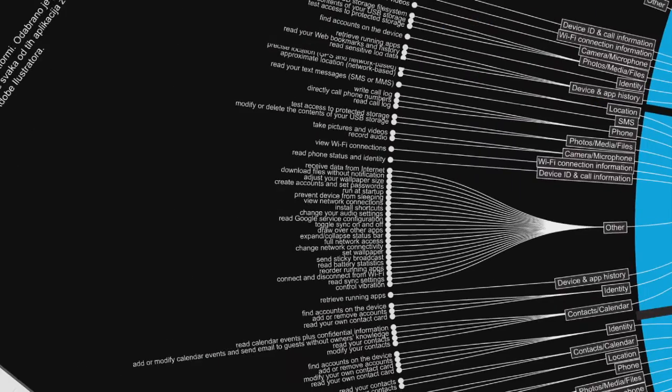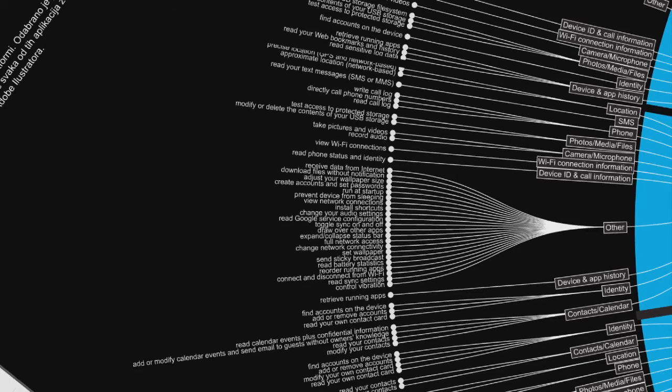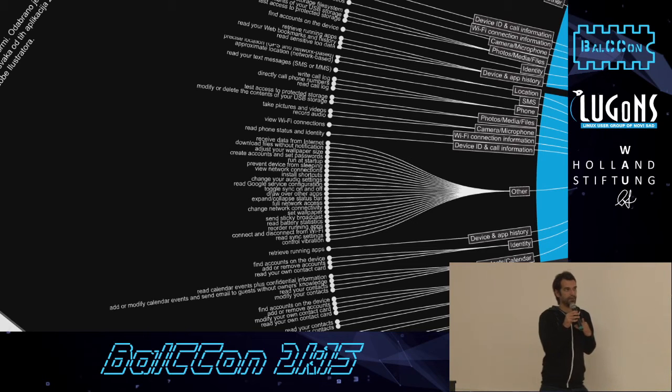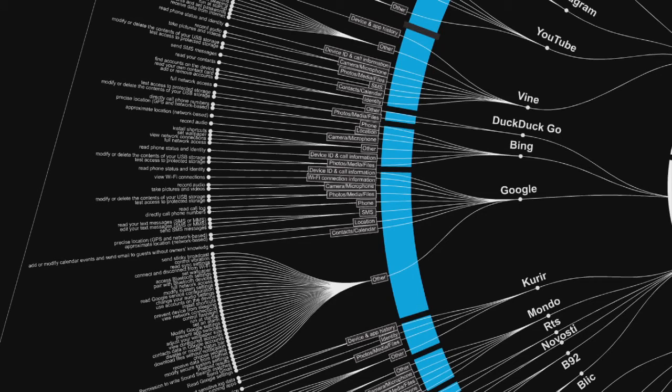What we can see here, okay, go back. They can collect location, SMS, phone, photos, media files, camera, microphone, Wi-Fi connection, device ID, call information, and other things. But when you go deeper, into more detail, you basically understand that they can collect more or less everything that exists on your phone. Maybe they're not collecting this for the purpose of tracking you or something, but in any case, you gave them the possibility to do so, if they want. And this is the same, for example, with Google. Google is collecting, again, like a zillion things.